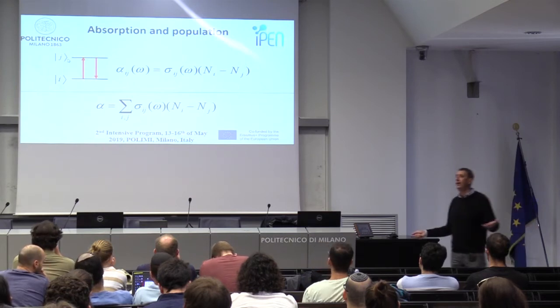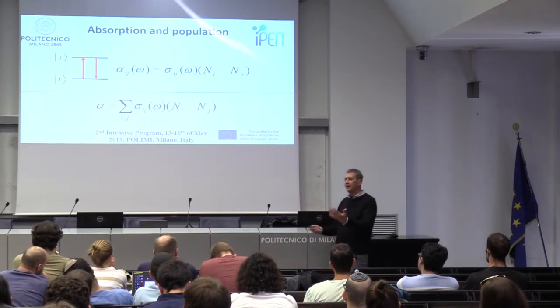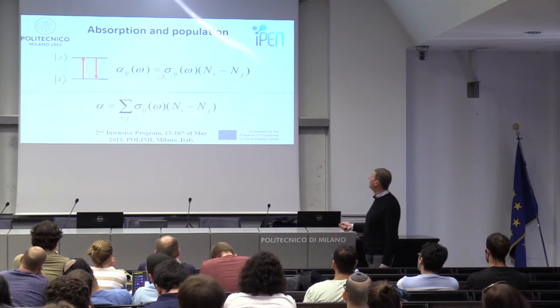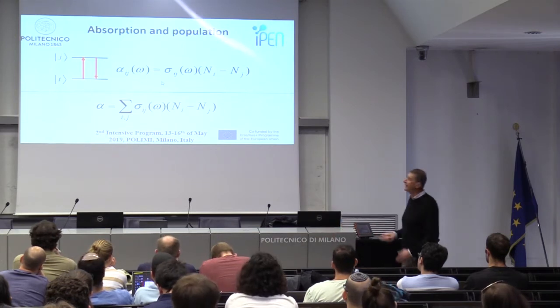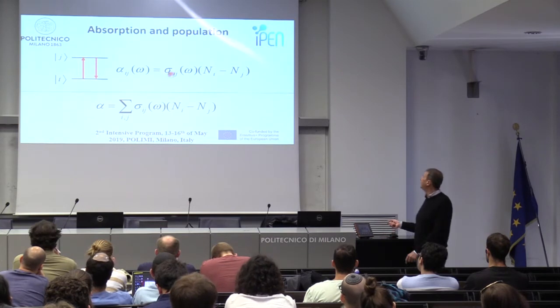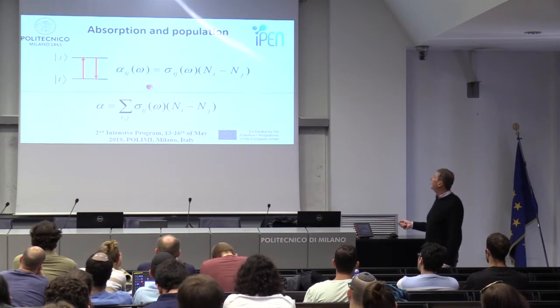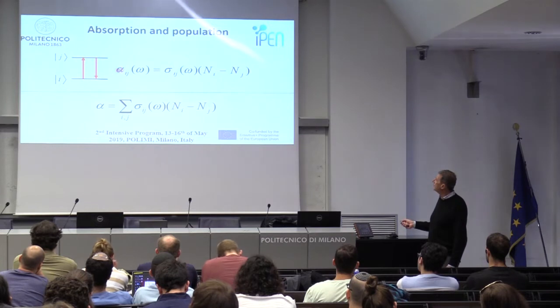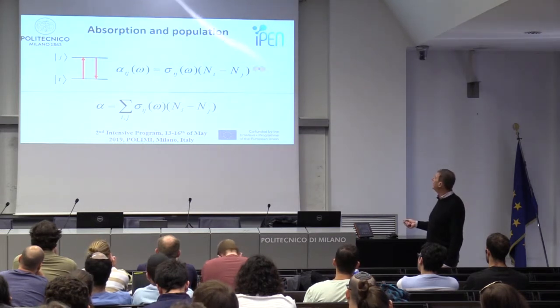But in a situation in which you have population inversion, of course, it's the other way around. And then this coupling constant becomes negative, and that is what we call gain. And Nj is larger than Ni. Okay, so this is the absorption coefficient, most of the time we call it. This is the cross-section, which is a positive quantity, and that's the population.